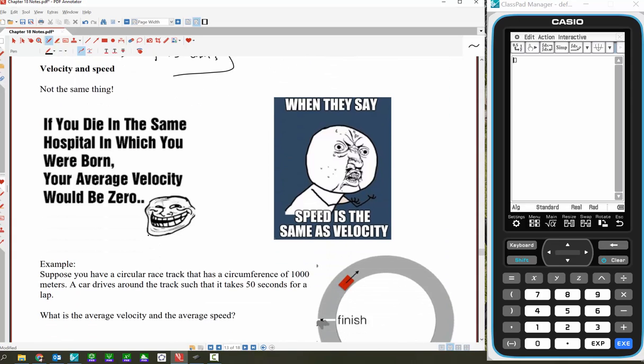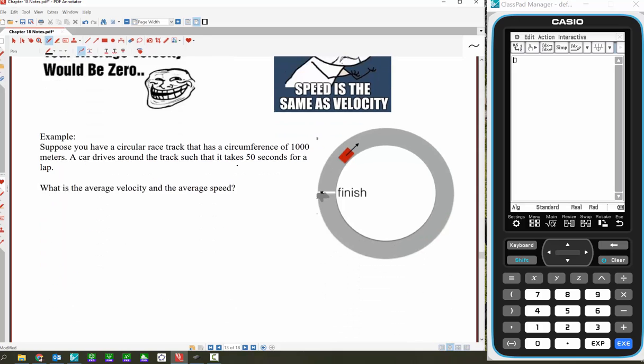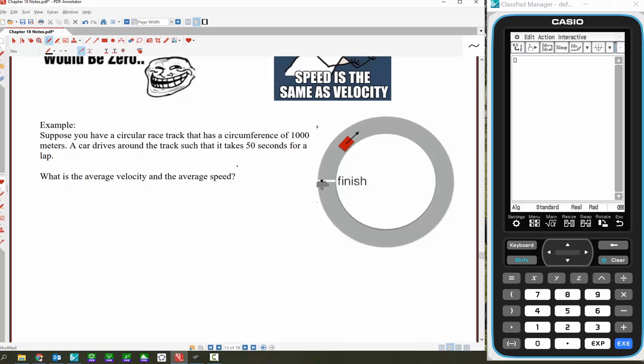Alrighty, so velocity and speed. Now, they're two different things. Here are two memes. If you look up memes on velocity versus speed, you'll find that there's a lot of people writing memes. So if you die in the same hospital in which you were born, your average velocity would be 0. Okay? So let's have a look at the difference between speed and velocity.